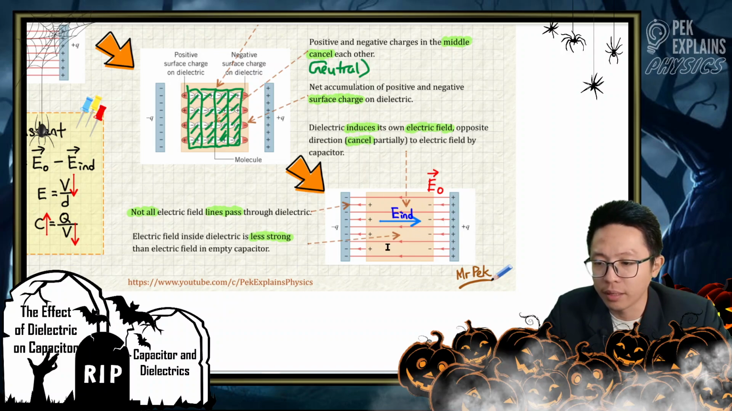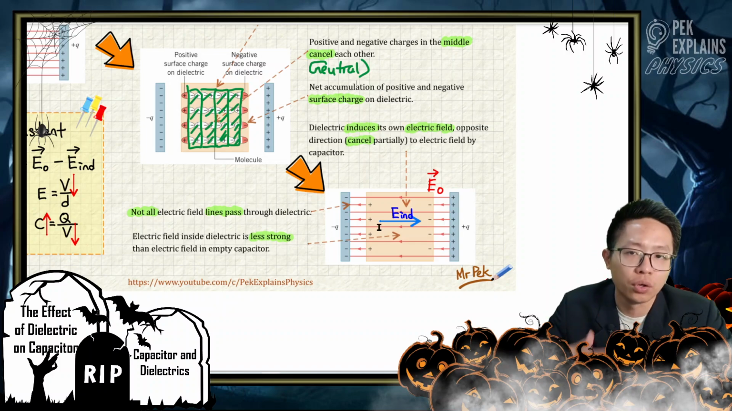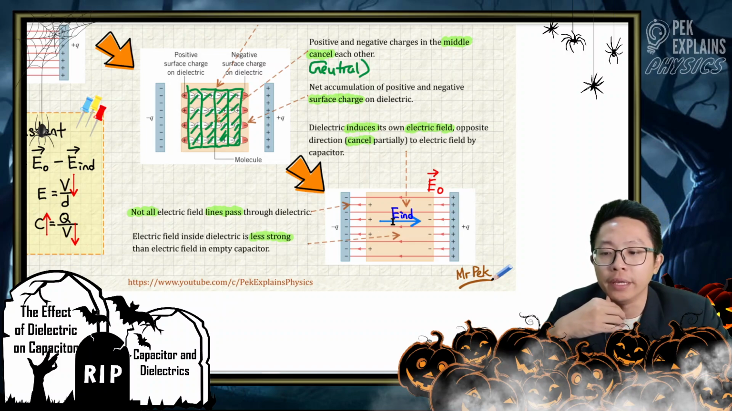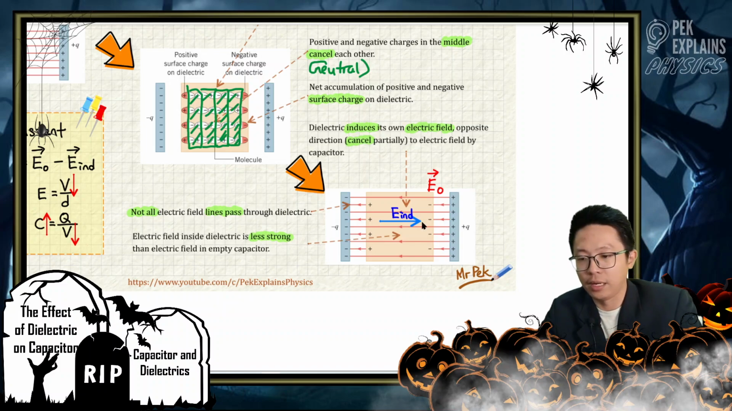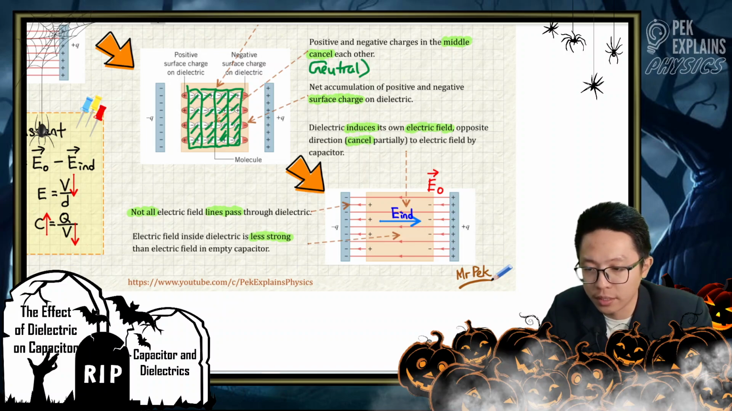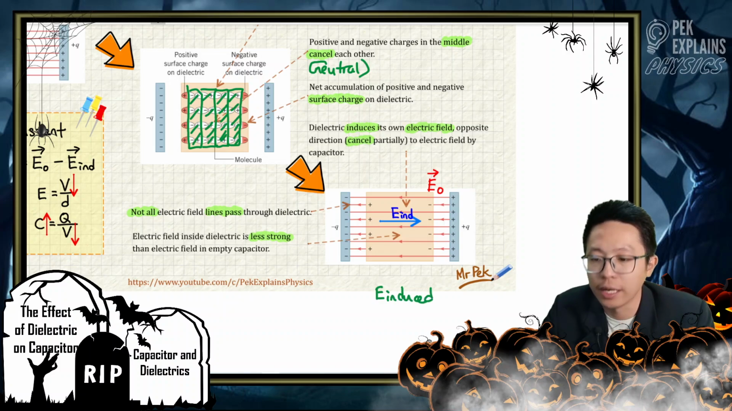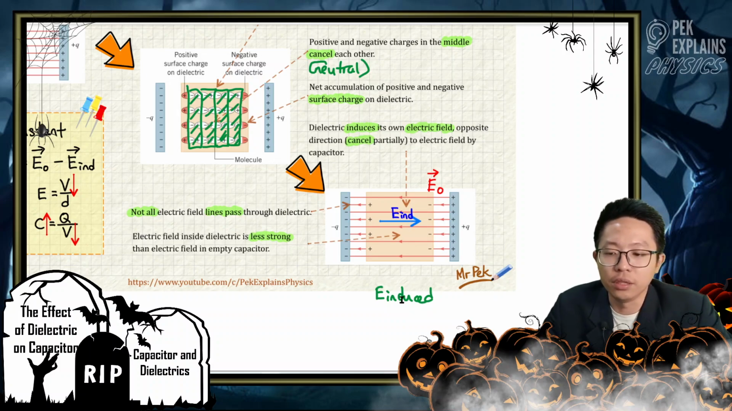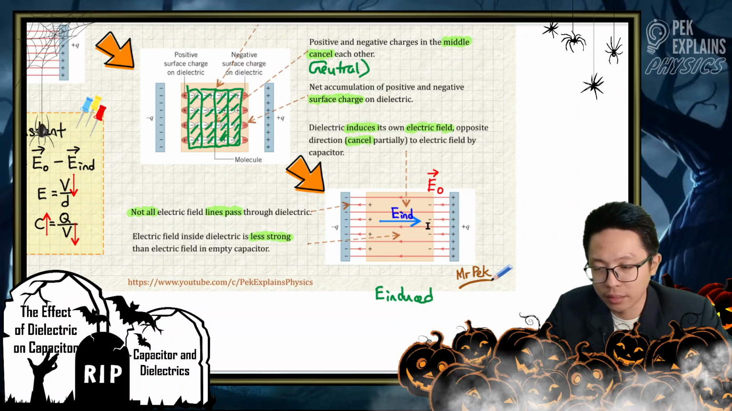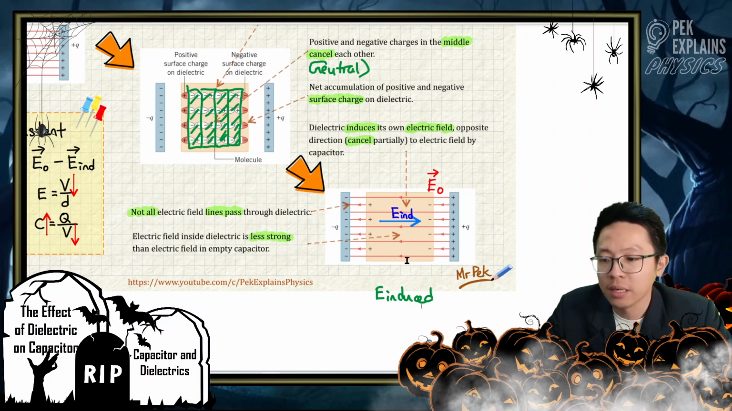this dielectric produces its own electric field. We call it the induced electric field. In the formula, IND means induced: induced electric field. The dielectric itself has a positive end and a negative end, so there is an induced electric field from the positive end to the negative end.